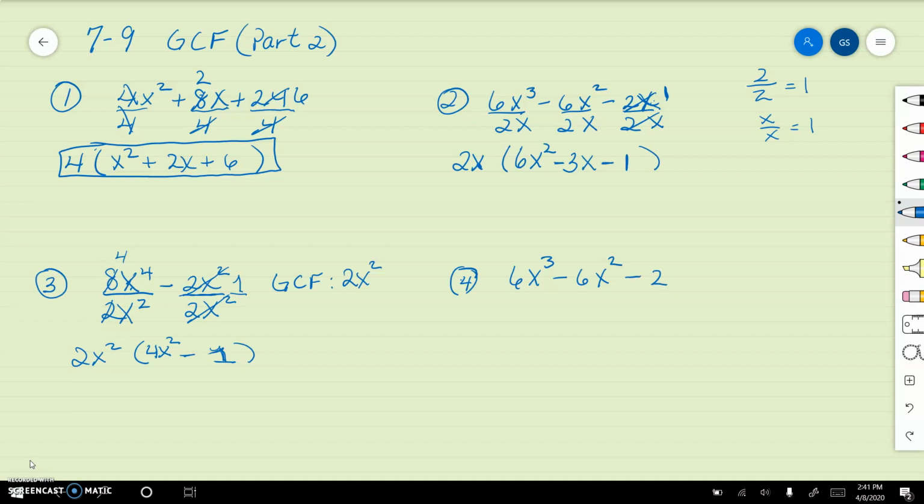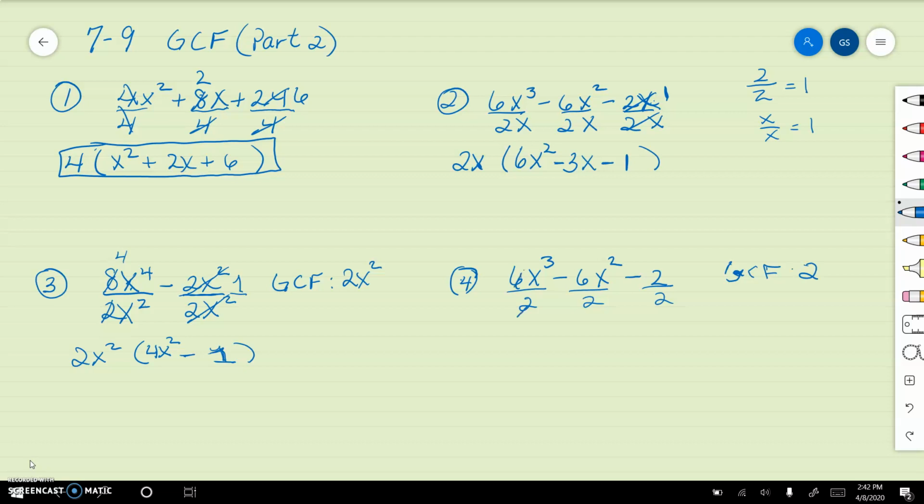Okay, if I go through this, I do not have an x in every term. If I don't have an x in every term, I can't take any x's out. But I can divide by 2 everywhere. So I'm going to divide everything by 2. That's supposed to say GCF. Your GCF is 2.